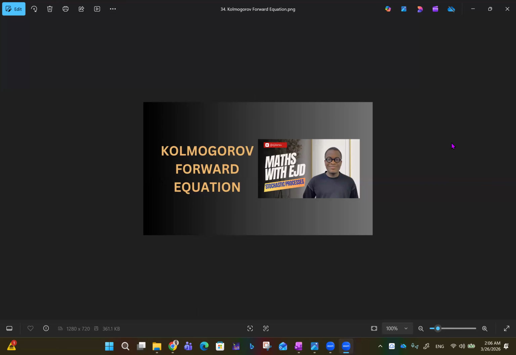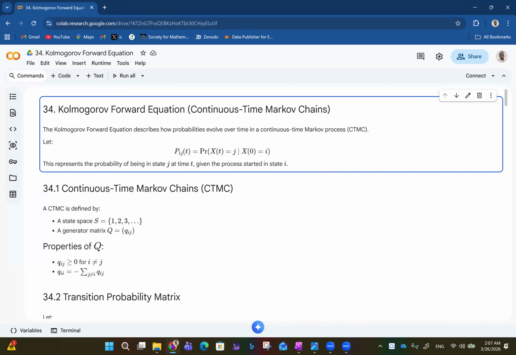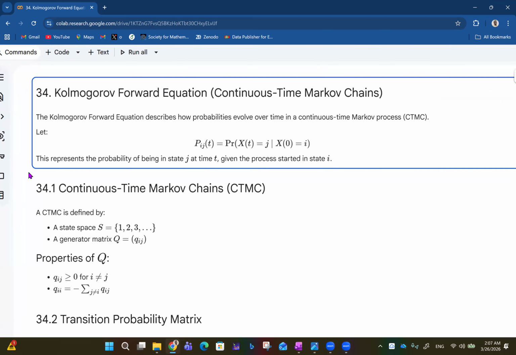As promised, we'll be looking at the Kolmogorov Forward Equation in this particular video, still on continuous time Markov chains under the stochastic processes playlist. We've mentioned the Kolmogorov Forward and Backward Equations in the previous videos in passing. Now we'll look at the forward equation in some depth.